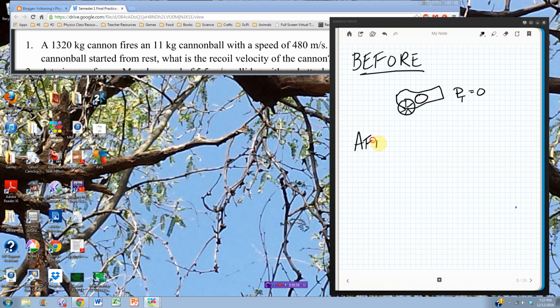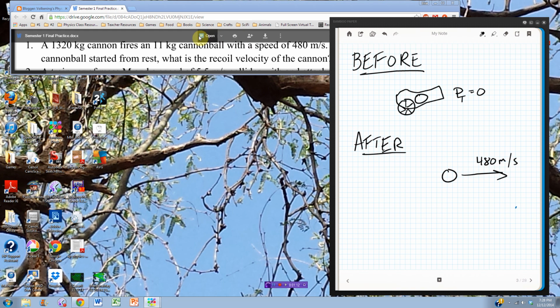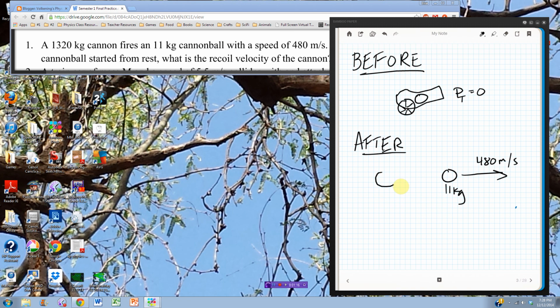But afterwards, the cannonball, just the cannonball, is moving with a speed of 480 meters per second. The cannonball has a mass of 11 kilograms. The cannon, now by itself, is doing something backwards. I just don't know what. I don't know how fast it's going. But it has a mass of 1,320 kilograms.